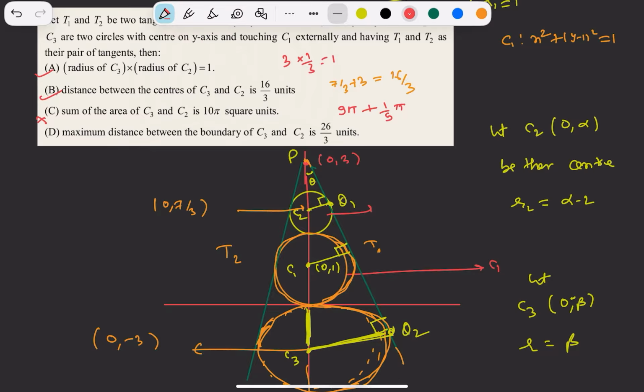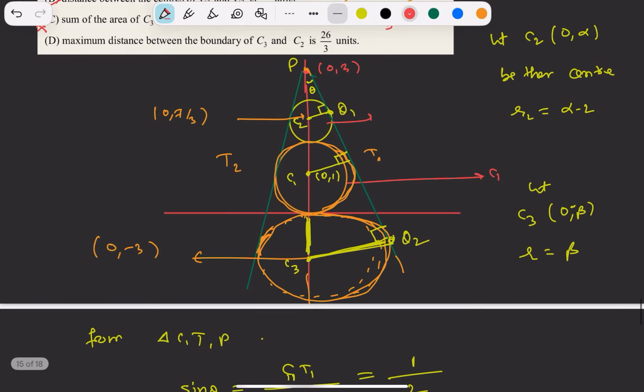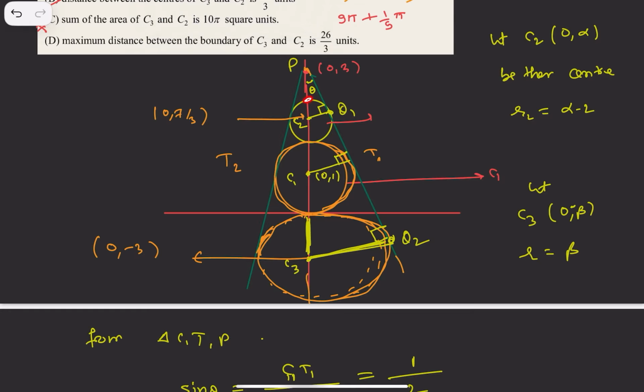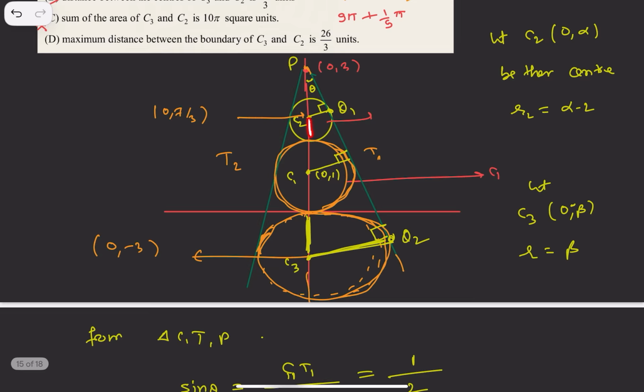Maximum distance between the boundary of C3 and C2. Perfect. So what is the boundary of C3 and C2? I guess the maximum distance, this is C2 and this is C3. So the maximum distance is from here up to here, right or not? Let us calculate the distance. From the origin up to C2, how much distance are we getting? 7 by 3, plus radius 1 by 3.